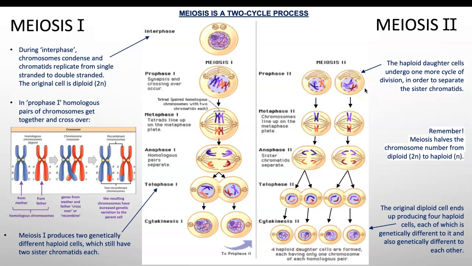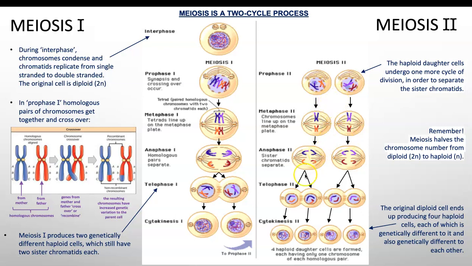So it starts off with prophase 2, where we have these haploid daughter cells now undergoing one more cycle of division in order to separate those sister chromatids. Remember, each of those chromosomes still has 2 sister chromatids on them. And we've got the genetically recombinant chromosomes, which are increasing genetic variation.